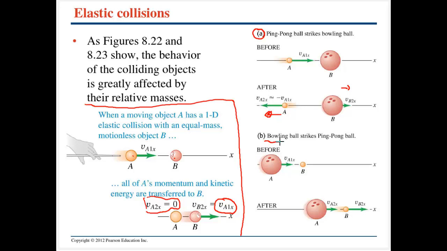If we consider the bowling ball striking a ping pong ball, then we know that the ping pong ball doesn't have a lot of mass, it's not going to resist that change in momentum very well. So the bowling ball is simply going to bowl over the ping pong ball and give it a fairly large velocity, with relatively little change to its own velocity.